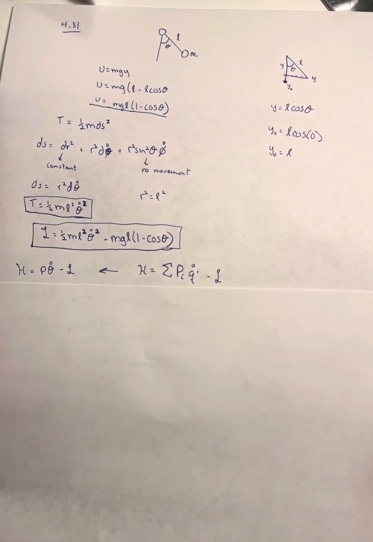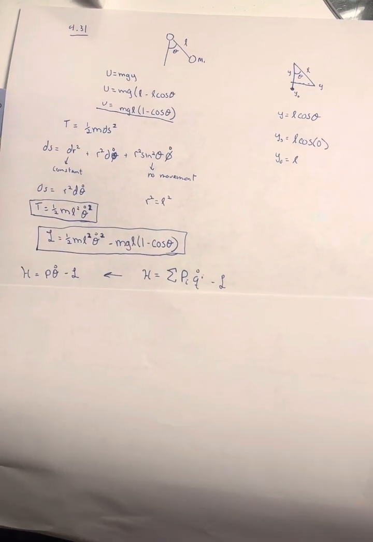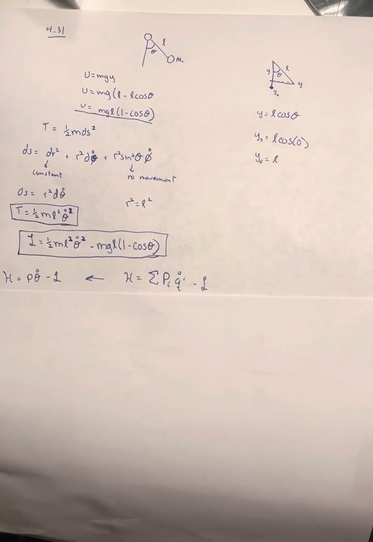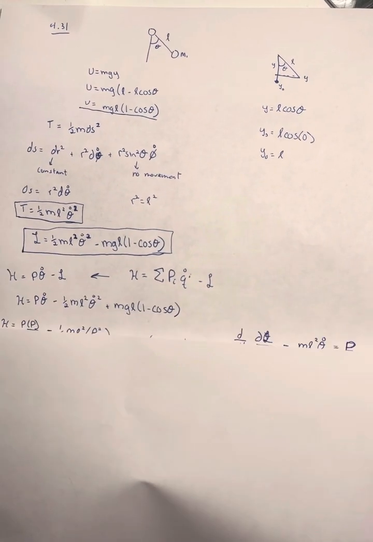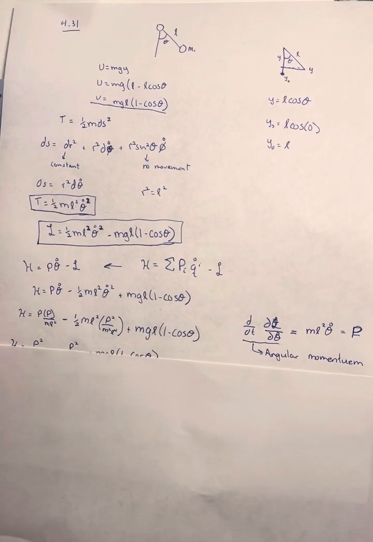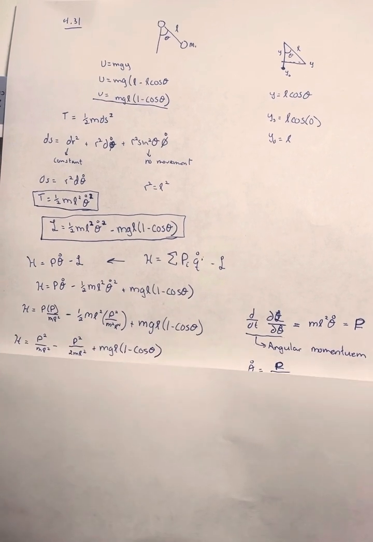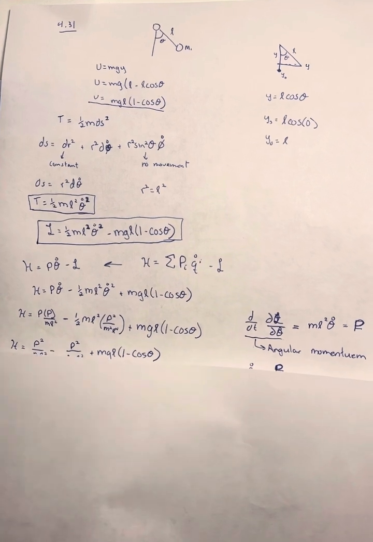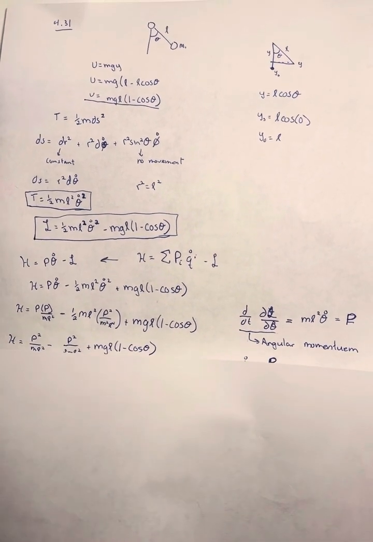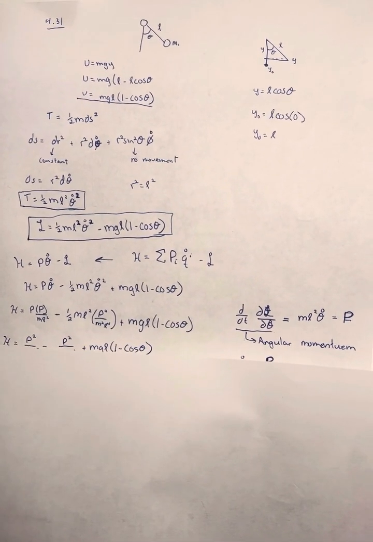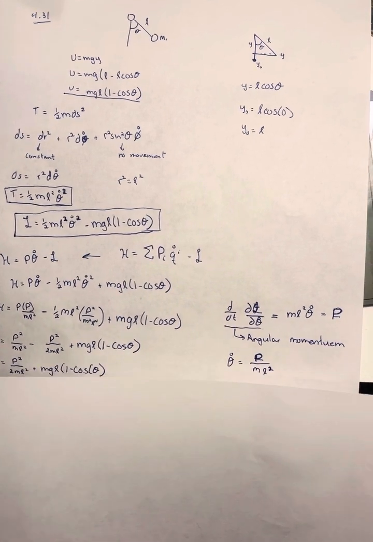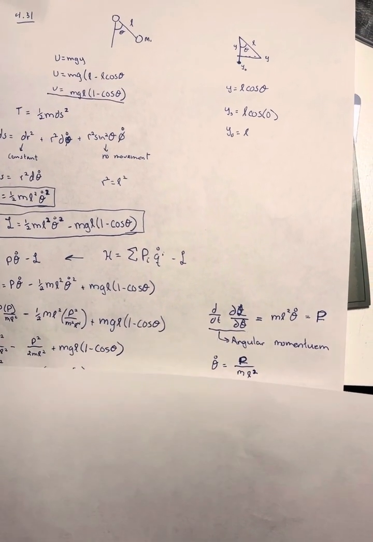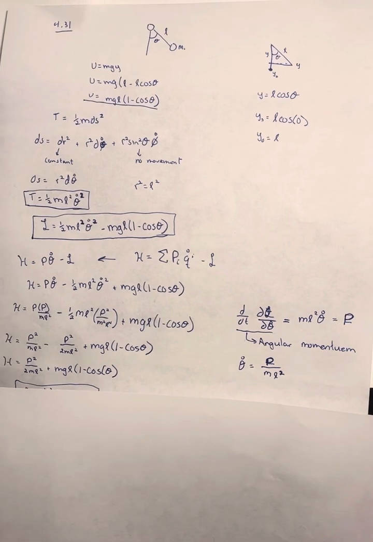And so the Hamiltonian is written as H is equal to p theta dot minus the Lagrangian. So solving for the partial derivative of the Lagrangian with respect to theta dot, that turns into mL squared theta dot is equal to p. And rearranging that, theta dot is equal to p over mL squared.